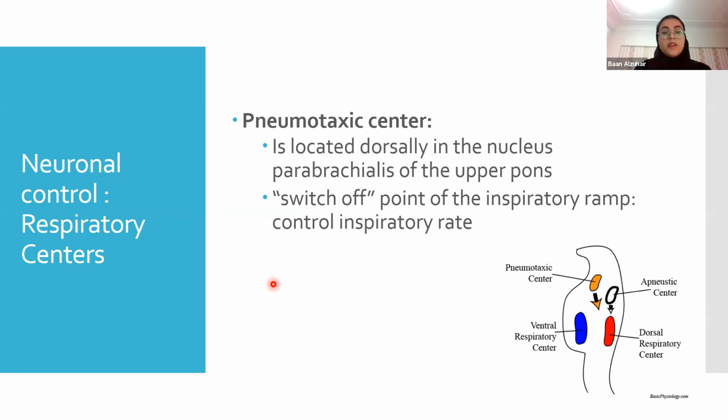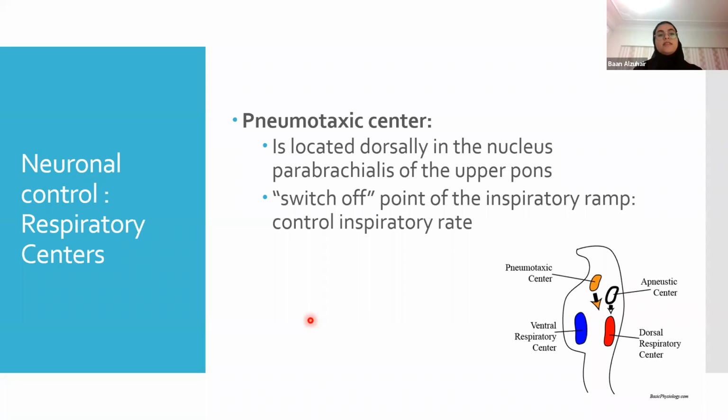Okay. Our last group is the pneumotaxic center. The pneumotaxic center, as you can see here, is found in the upper pons, okay? And it's located dorsally. So this is the dorsal side, this is the ventral side, or posterior, anterior, or back and front. It's located dorsally in the nucleus parabrachialis of the upper pons. Again, you're just going to have to memorize these, I'm sorry.